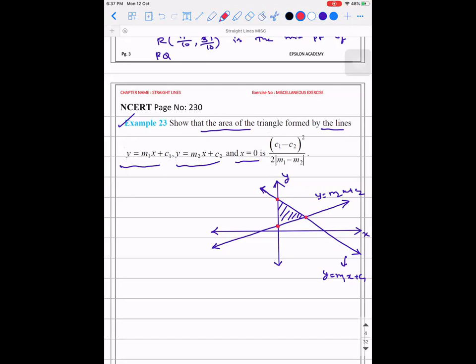So what will be the coordinate of the first point? What will be the coordinate of A? (0, y). (0, c1). y = mx + c, c represents the y-intercept. Yes. Similarly, point B is (0, c2). That's it. So solve y = m1x + c1 and y = m2x + c2. You will get the point C. Find it out and tell me what are the coordinates of C.